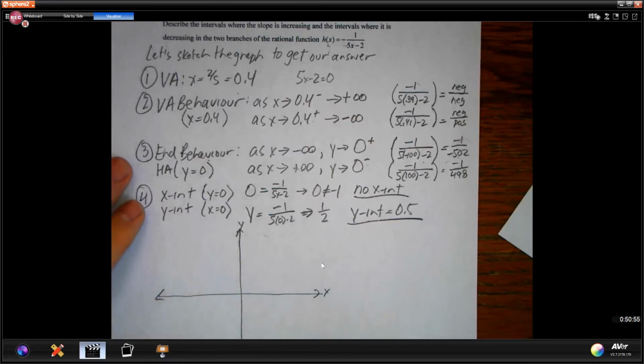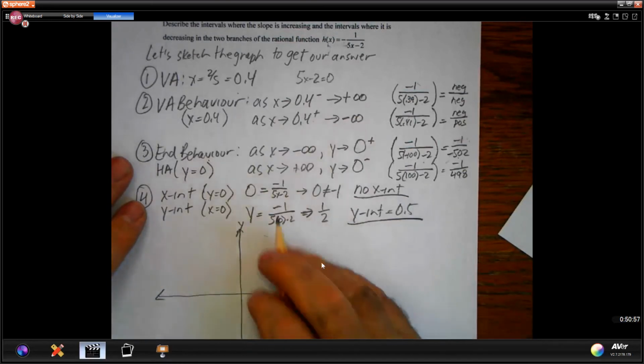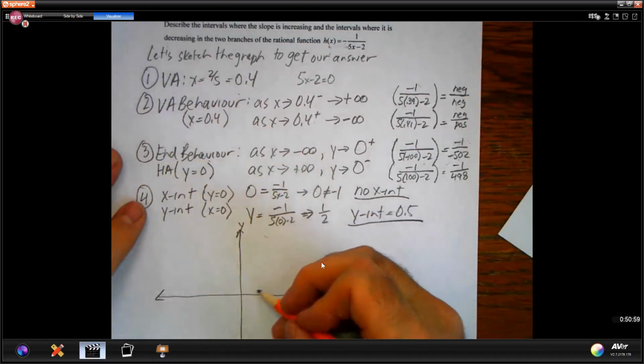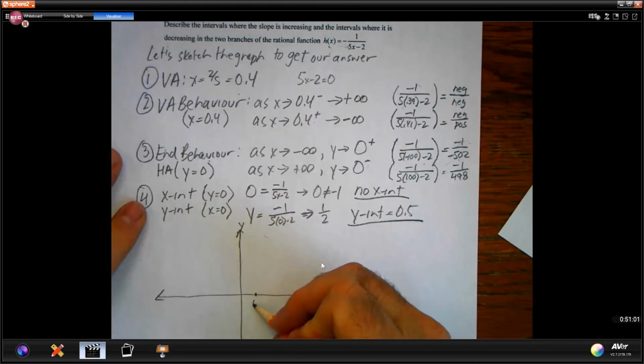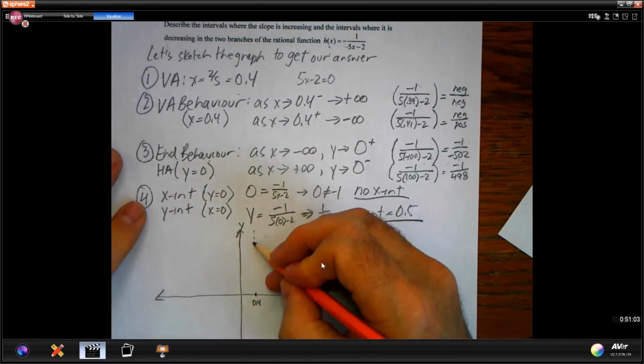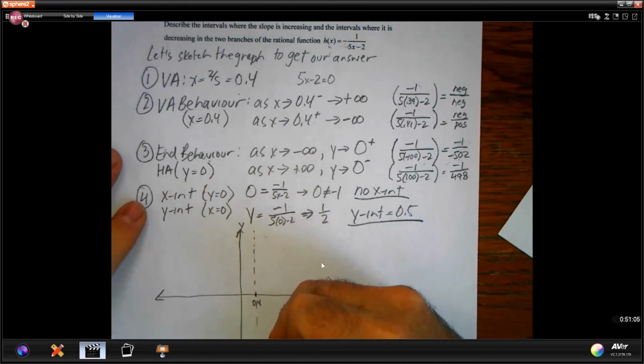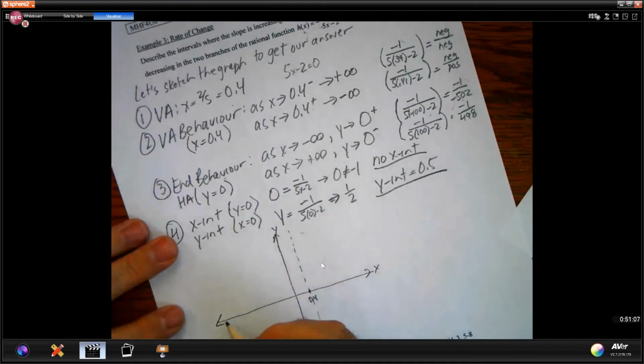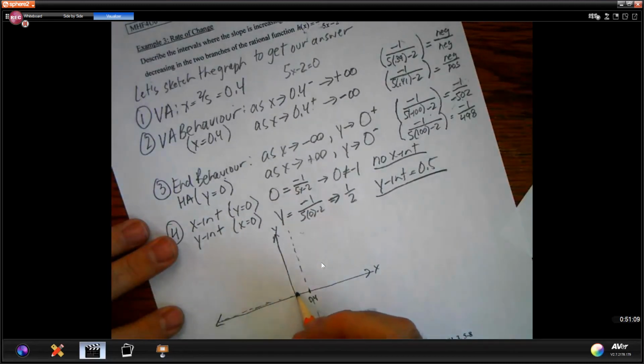The first thing I'm going to do is put where my asymptotes are. So I know I have a vertical asymptote at 0.4. Scale doesn't really matter too much for this. So there's my vertical asymptote. I also know that I've got a horizontal asymptote at y equals 0.